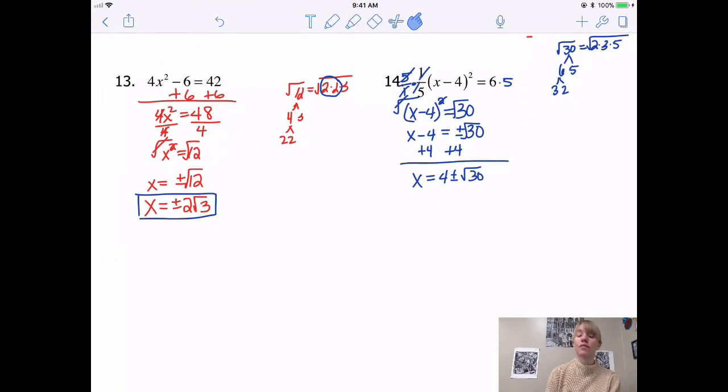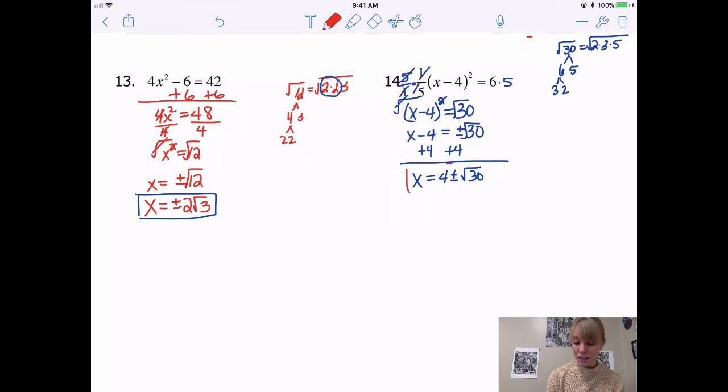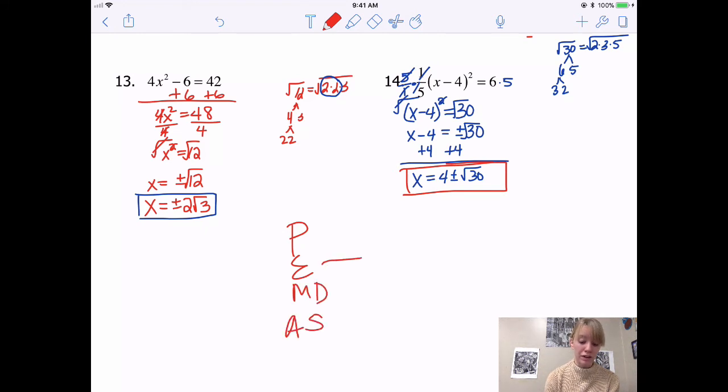So those are my two answers for 13 and 14. Again, I'm really just doing the same thing we did with equations way back in chapter 1. We're doing PEMDAS backwards. The only thing we've added is that now on PEMDAS backwards, we can actually look at the exponent and see what to do with that. So try the practice problems and let me know if you have questions.